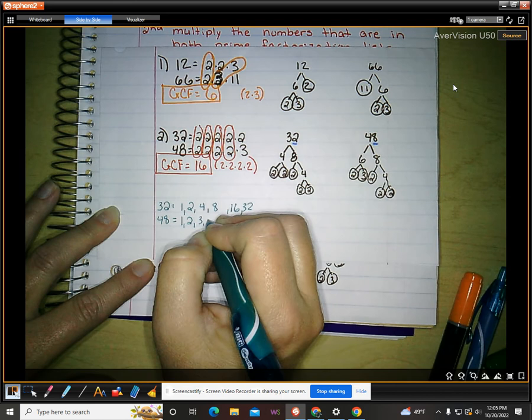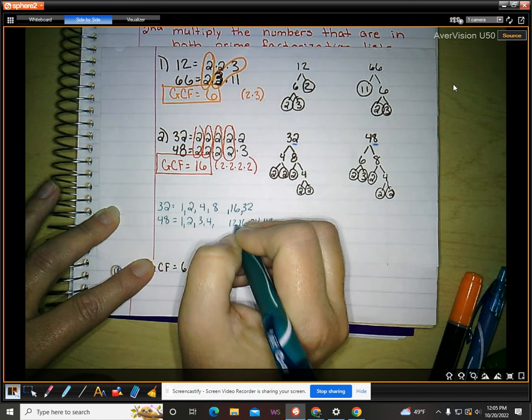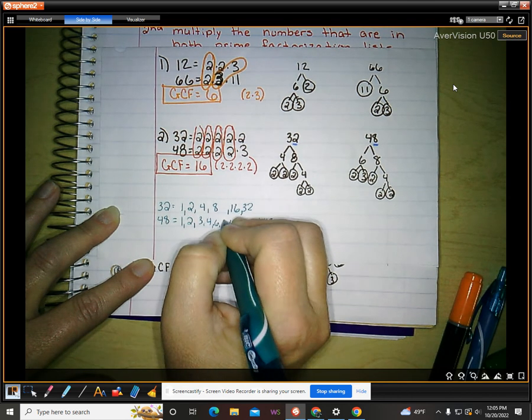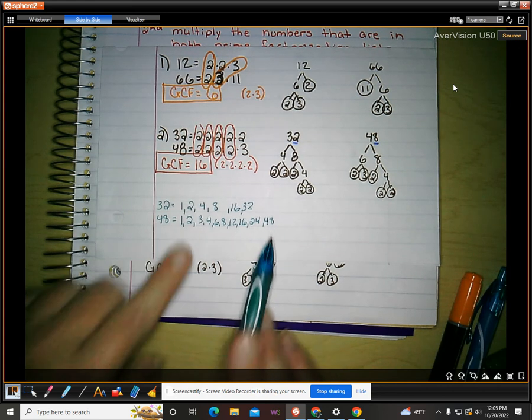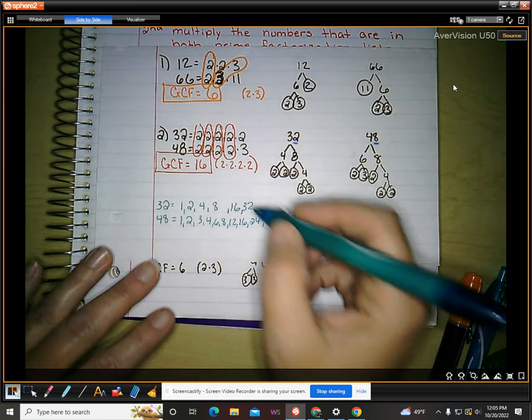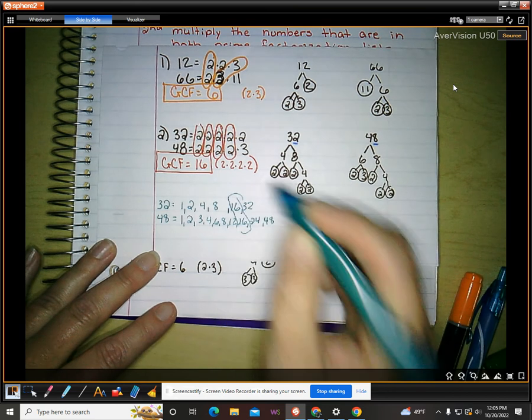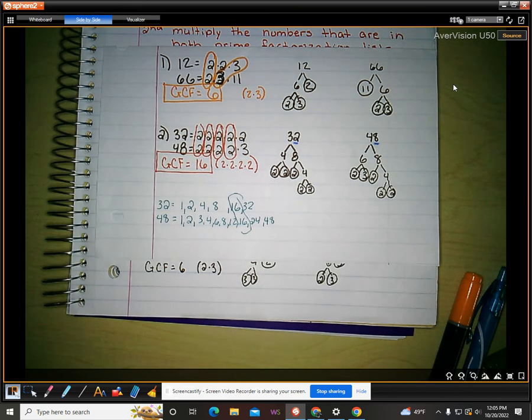4 and 12, I believe. Yes. And then 6 and 8. Okay? Now, I went through them pretty quickly because, like I said, I did this like 2 hours ago. If you were trying to come up with all of these, it takes a while. Then you can easily see the biggest number in both lists is 16.